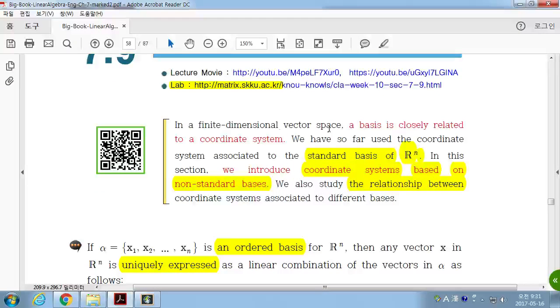In a finite dimensional vector space, a basis is closely related to a coordinate system. You have learned the standard basis of Rn already, and we have used the coordinate system associated with the standard basis of Rn, e1, e2, ..., en, so far. In this section, we introduce the coordinate system based on a non-standard basis, beta. We also study the relationship between coordinate systems associated to different bases.